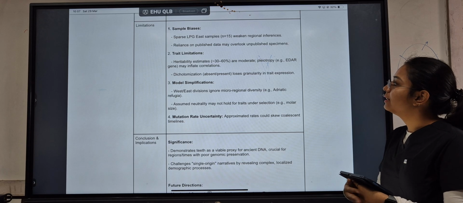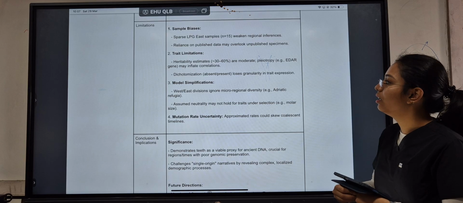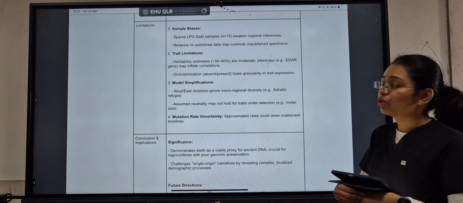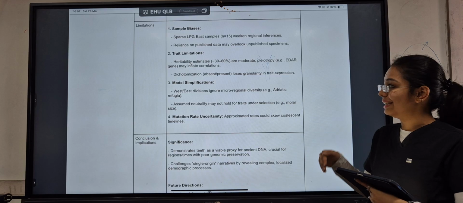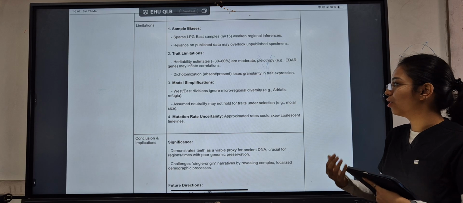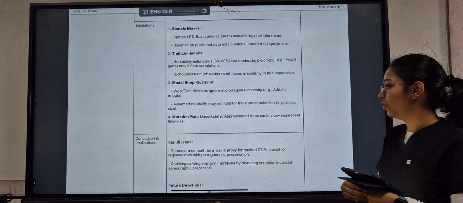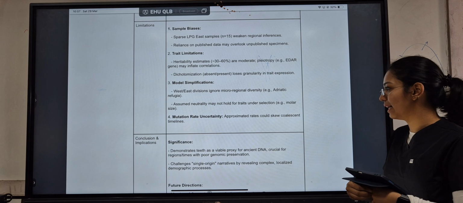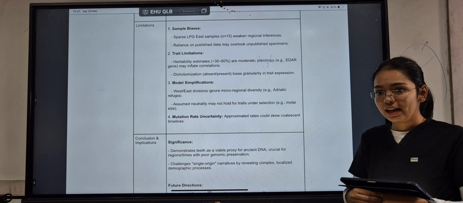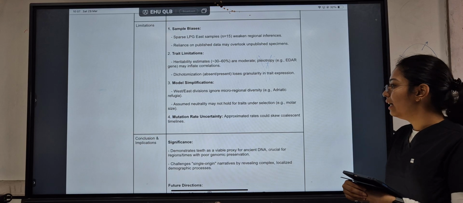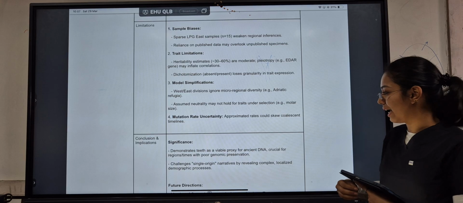Dichotomization loses granularity in trait expression, in dental trait expression. Model simplification was also a very big limitation of this study. That is, west or east divisions ignored micro-regional diversity, and they assume neutrality, which may not hold for traits under selection, in the case of molar sizes. And the mutation rate was uncertain in this study. The approximated rates could skew the coalescent timelines.